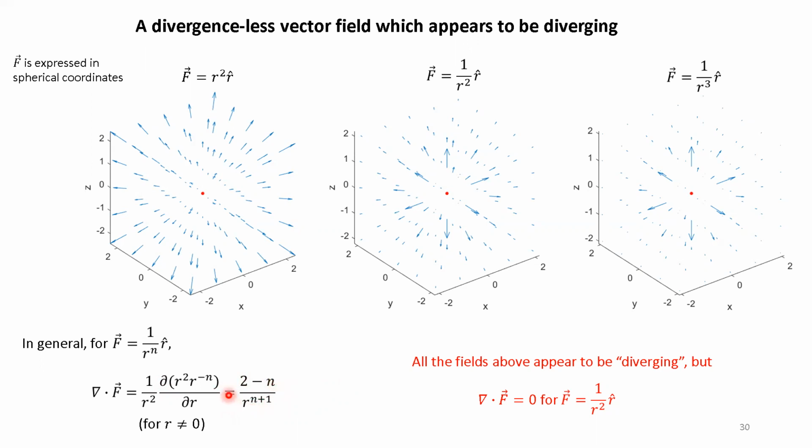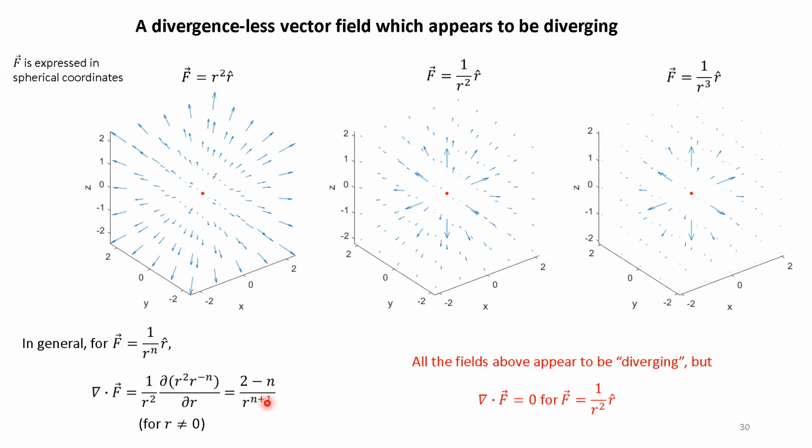This one. So again, let's avoid the origin point, right? We know that something's wrong at the origin because the function blows up. So at least for any points that are not at the origin, the divergence of f is given by (2 minus n) divided by r to the n plus 1.